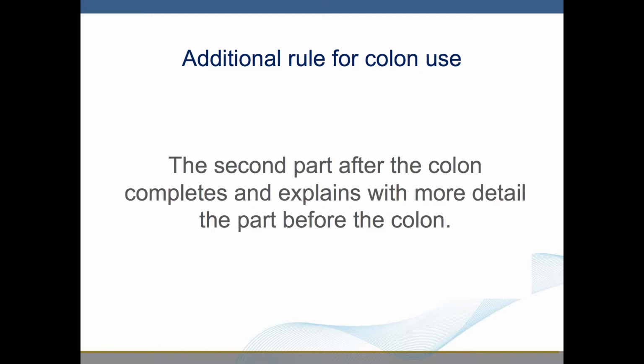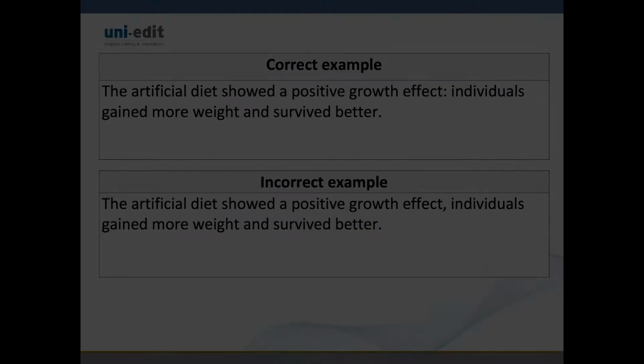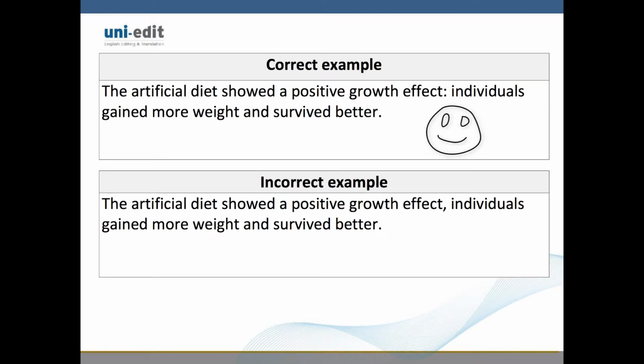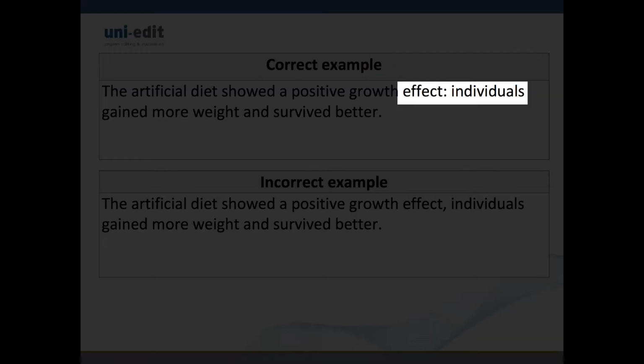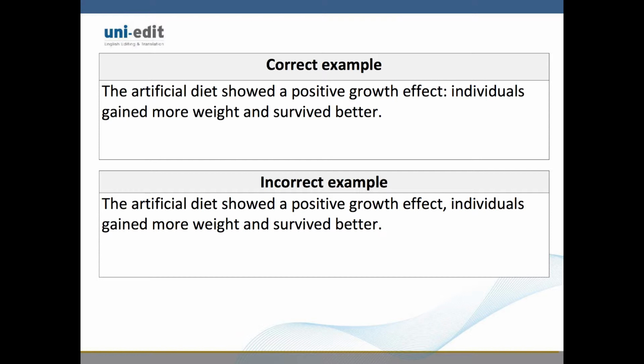An additional rule for colon use: the second part after the colon completes and explains with more detail the part before the colon. Correct example: The artificial diet showed a positive growth effect: individuals gained more weight and survived better. Incorrect example: The artificial diet showed a positive growth effect, individuals gained more weight and survived better. Incorrect, because this uses a comma splice and creates a run-on sentence.